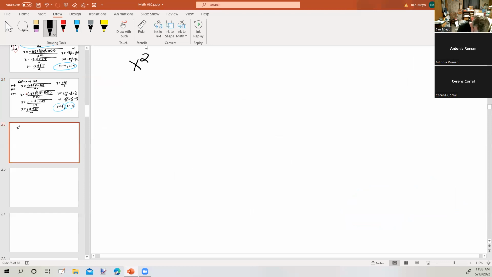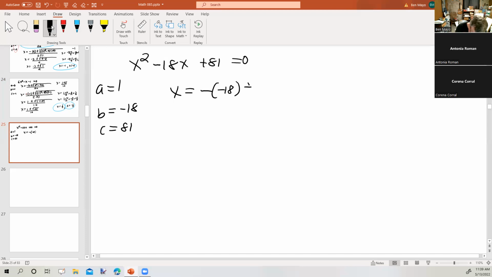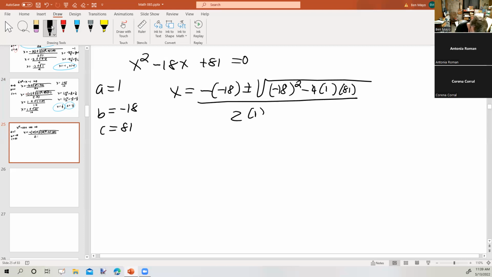X squared minus 18x plus 81 equals 0. A is 1, B is -18, C is 81. X equals -b plus or minus the square root of b squared minus 4ac all over 2a. Subtracting a negative is like adding a positive.